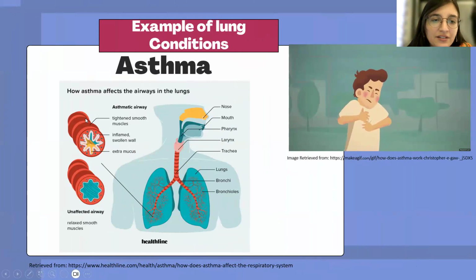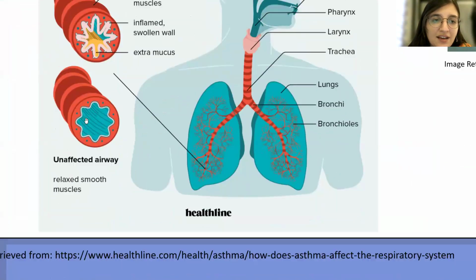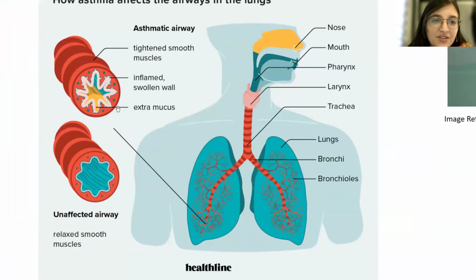Before we proceed on how it's diagnosed and managed, here you see the normal airway, not affected. Unaffected airway, relaxed, smooth muscles. But if you look at this one, this is the airway of an asthma patient. The muscles are very tightened. And then you see inflammation, the walls are swollen. Here you see it's very relaxed, here it's swollen and inflamed. And then you see a lot of extra mucus. All this makes it very hard for air to smoothly go in and come out.